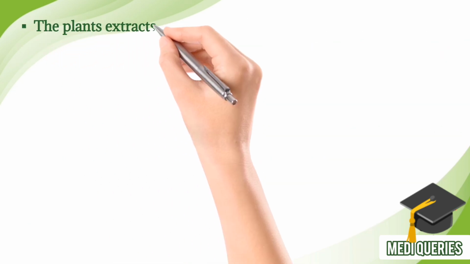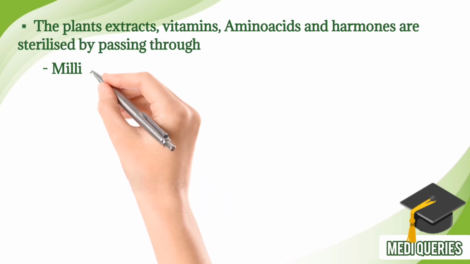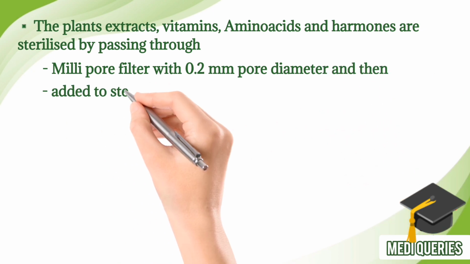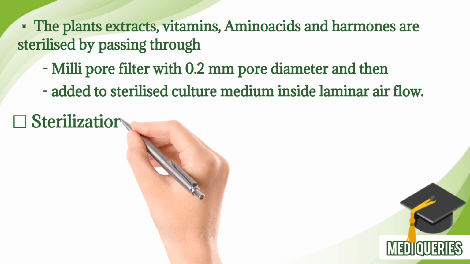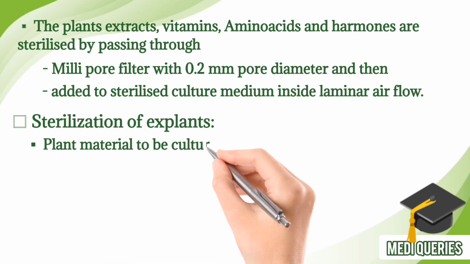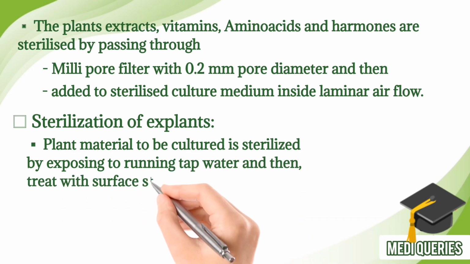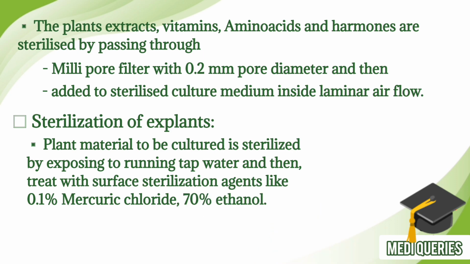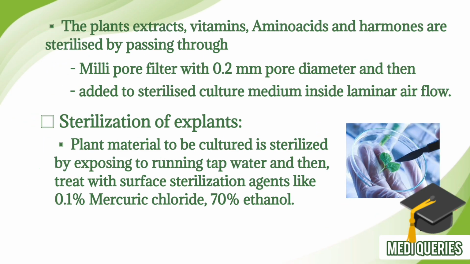The plant extracts, vitamins, amino acids and hormones are sterilized by passing through a millipore filter with 0.2 mm pore diameter and then added to the sterilized culture media inside a laminar airflow chamber under sterile conditions. Sterilization of explants. The plant materials to be used for the tissue culture should be surface sterilized by first exposing the material in running tap water and then treating it with surface sterilization agents like 0.1% mercuric chloride, 70% ethanol.